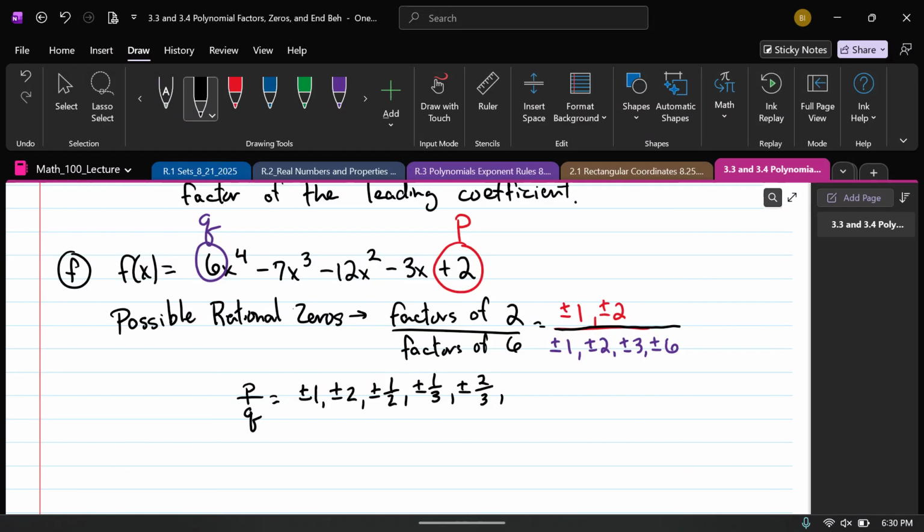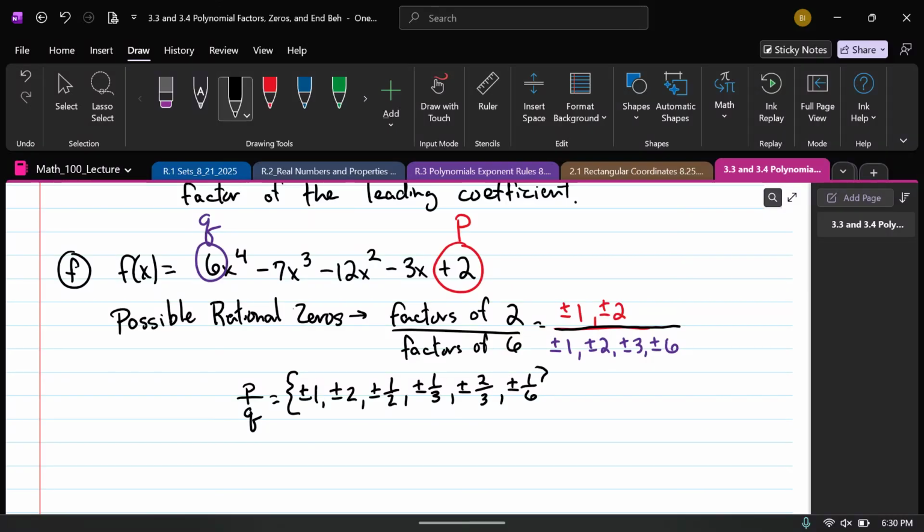Then the next factor in the list, 6 goes into 1. Well, that's 1/6. 6 goes into 2, 2 over 6. That reduces to be, 2 over 6 reduces to be what? 1/3. I've already got 1/3 on my list. I don't have to write it again. That means I'm done with my list.